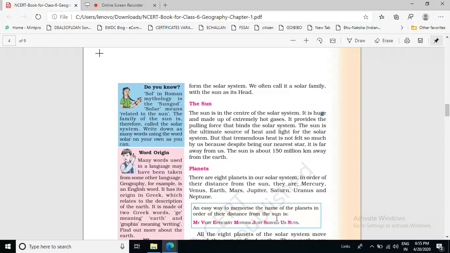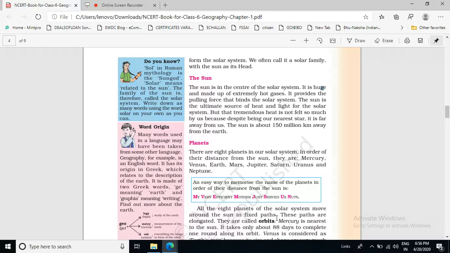Many times students find it very tough to memorize the names of the planets in order of their distance from the sun. So in order to make it easy, there is a trick. And what is that trick? Remember this sentence: My very efficient mother just served us nuts. Okay, my very efficient mother. How is my mother? My mother is very efficient. And what has she done? She has just served us nuts.